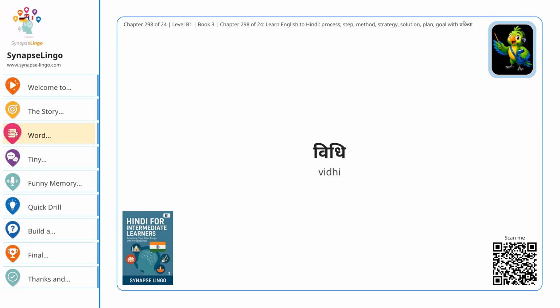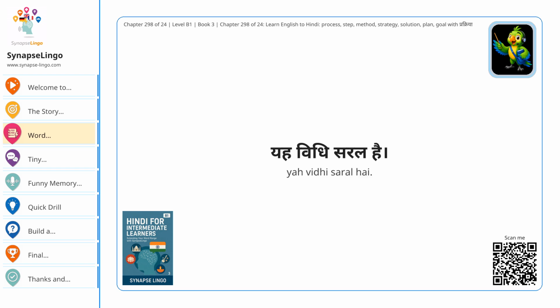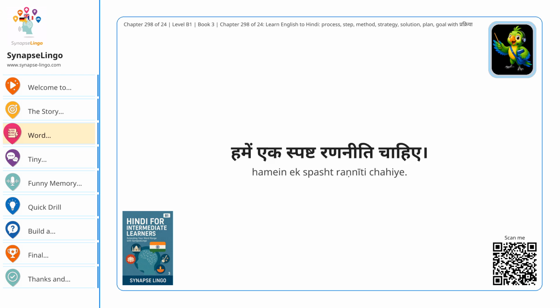Method is विधि, a way of doing something, often a bit formal. This method is simple. ये विधि सरल है. Strategy is रणनीति, a smart plan for winning or succeeding. We need a clear strategy. हमें एक स्पष्ट रणनीति चाहिए.